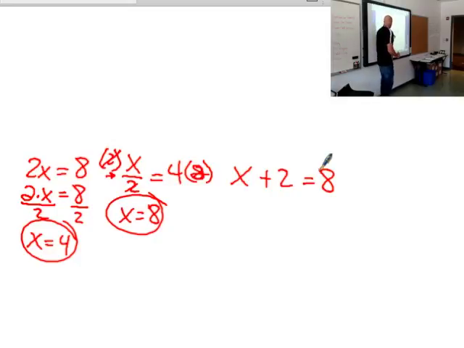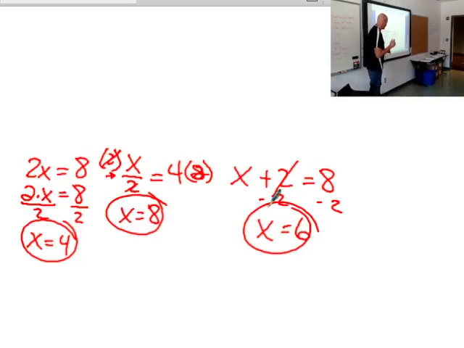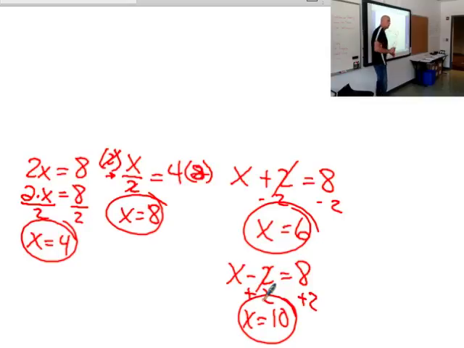Now how about x plus 2 equals 8? We are isolating the x, so what's the inverse operation of addition? Subtraction. Cancels. x is equal to what? 6. Is 6 plus 2 8? Yes. And the last one, x minus 2 is equal to 8. What's the inverse operation of subtraction? Addition. Plus 2. So x is equal to what? 10. 10 minus 2 is 8.